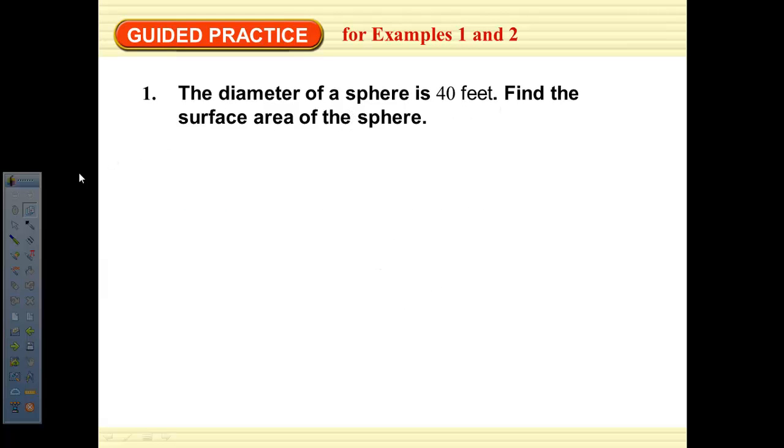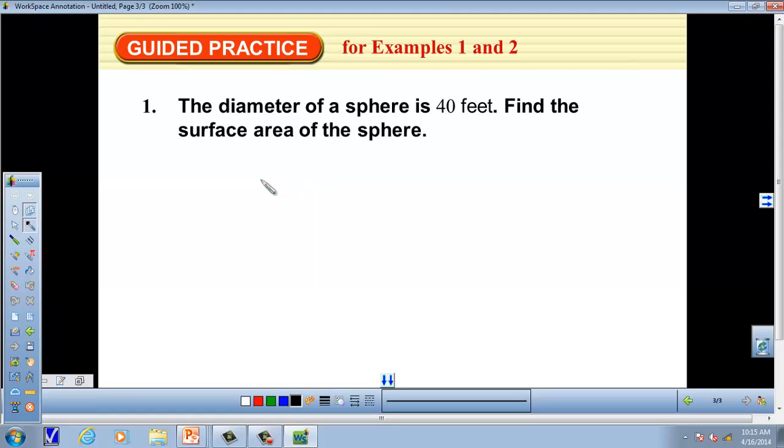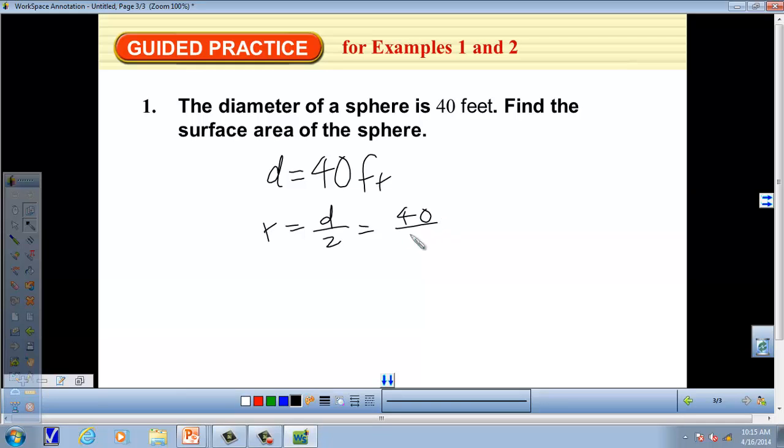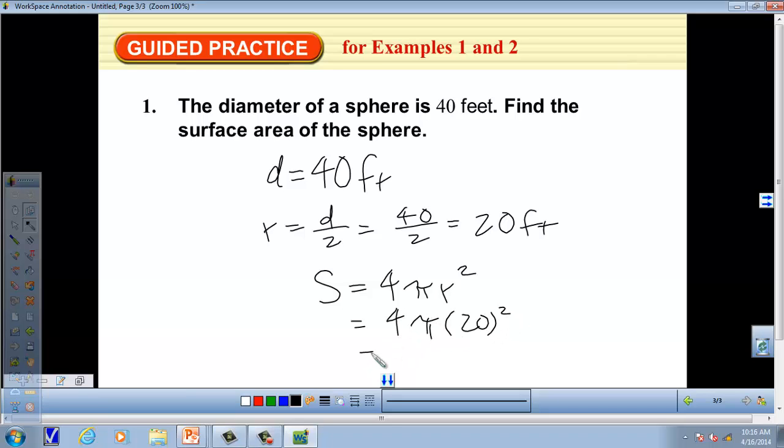Now we're given the diameter, and we want to know the surface area. Remember, if the diameter is equal to 40 feet, the radius would be found by taking the diameter divided by 2. So in this case, it would be 40 over 2, or 20 feet. Then we take that and we plug it into our formula. Formula, once again, is 4 pi r squared. We're going to multiply that out. We get 4 times pi times 20 squared. 20 squared is 400. 400 times 4 is 1600 pi.